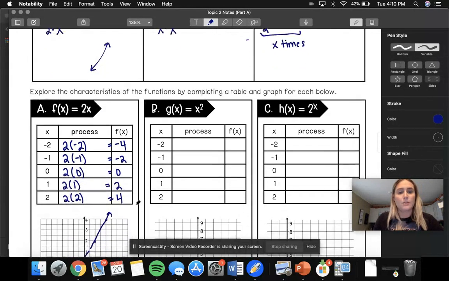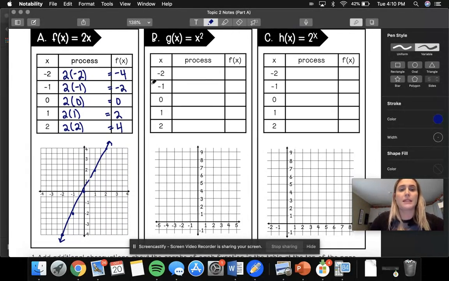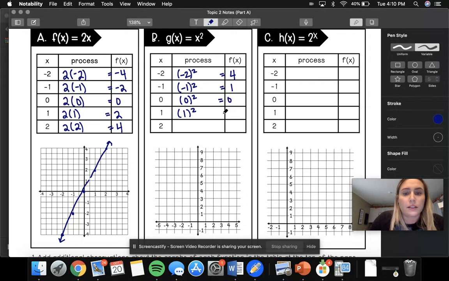Okay. With this second problem, we have the same inputs. We have a different function, so we'll hopefully get something different. First we're going to input a negative 2 and square it, which means negative 2 squared, which would be positive 4. Input a negative 1. Negative 1 squared is 1. 0 squared is 0. 1 squared is 1. And 2 squared is 4.